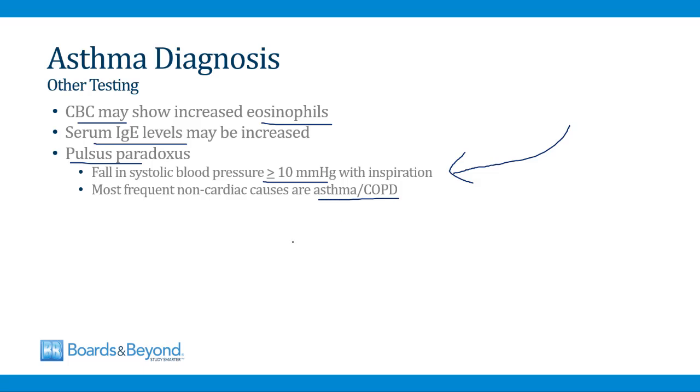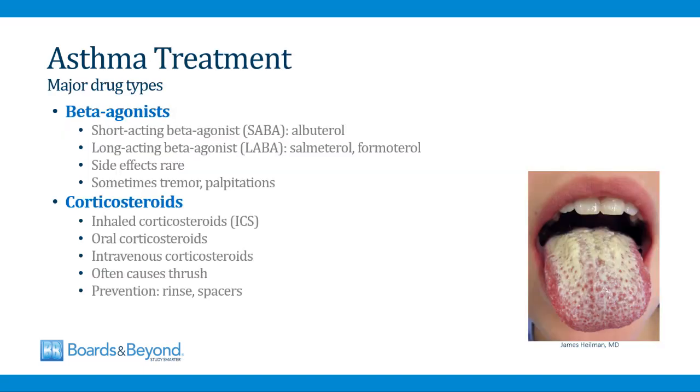So the blood pressure in a patient in the midst of an asthma exacerbation can show a fall in systolic blood pressure consistent with a pulsus paradoxus. So now let's talk about some of the drugs used for the treatment of asthma. And the two major types of drugs used for asthma treatment are beta agonists and corticosteroids.